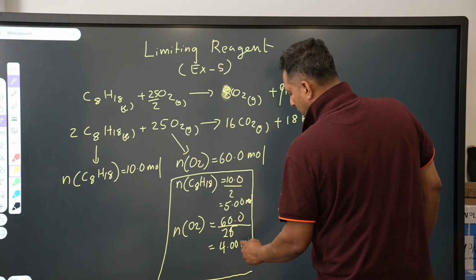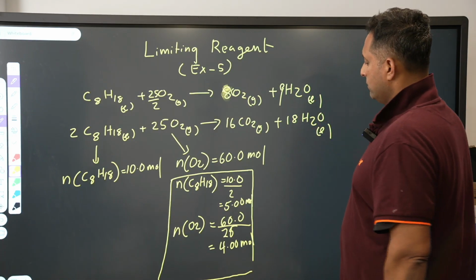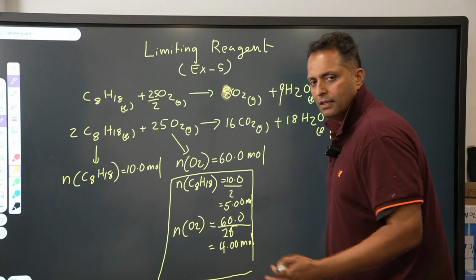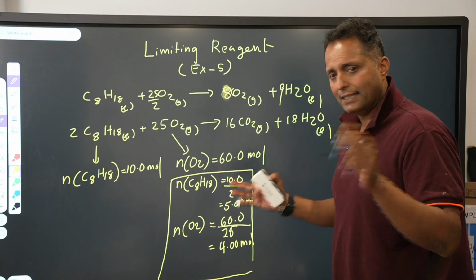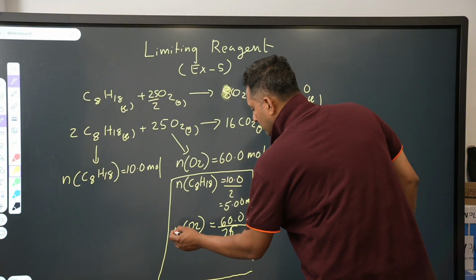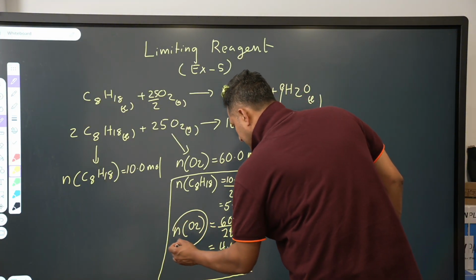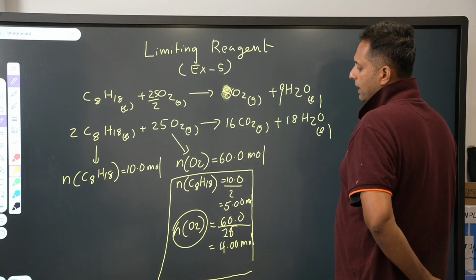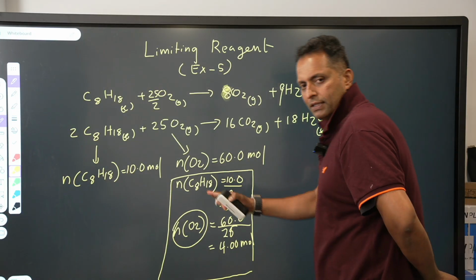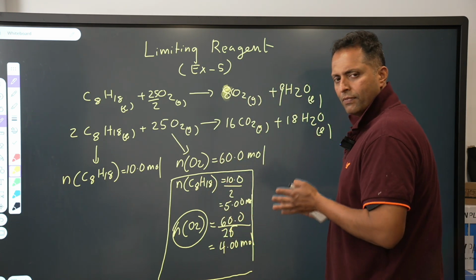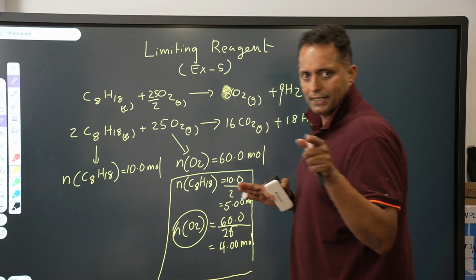Then which one is the smaller number out of those two? 4 is the smaller number. Then our limiting reagent is the oxygen. Then what did I ask you to do? I asked you to put a circle around the limiting reagent. Yeah, that's called the box method. We do this method just to find out what the limiting reagent is.